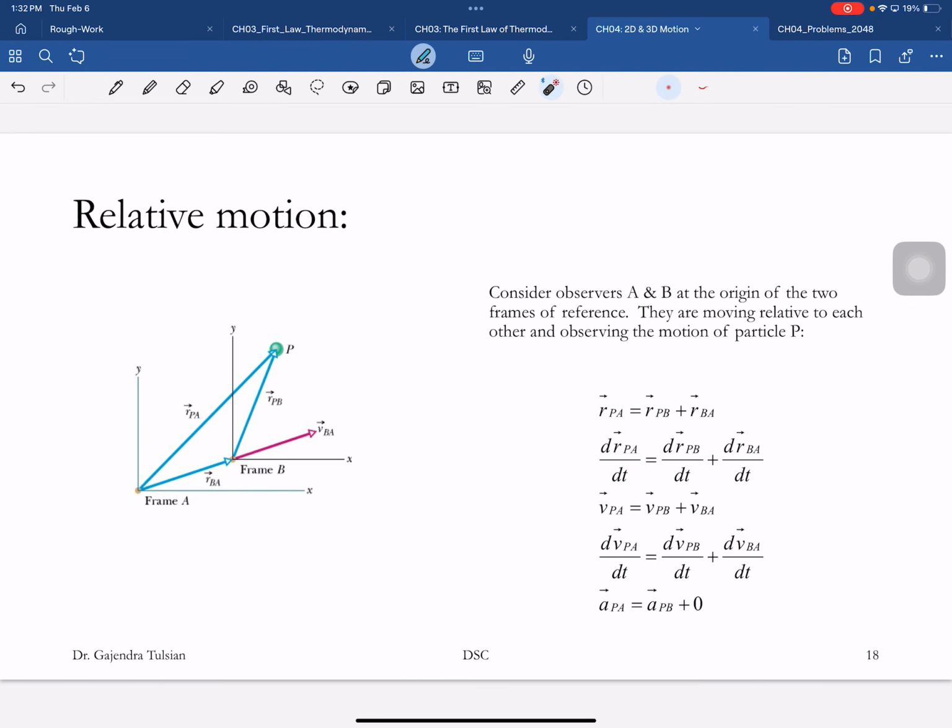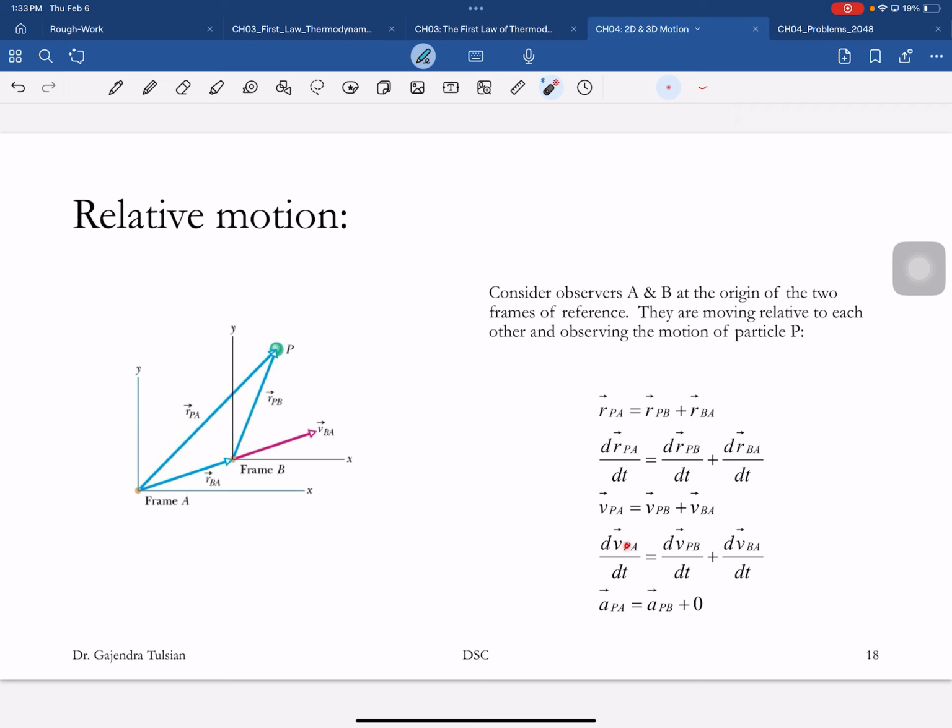Velocity of the particle in frame of reference A. Here we call them A and B. Velocity of the particle in frame A, velocity in frame B, and velocity of frame B with respect to A. That's how they add up, and again this notation is the same. PA: all you did was insert B in between PA. That's how you remember it.